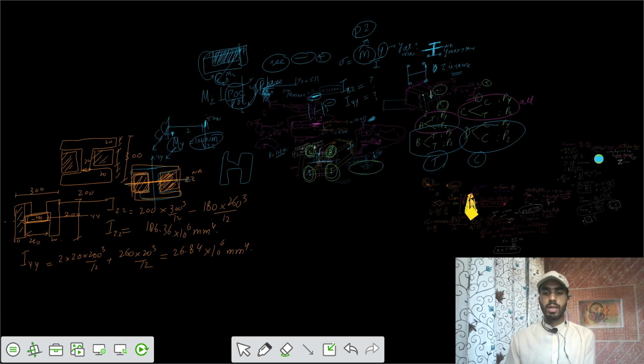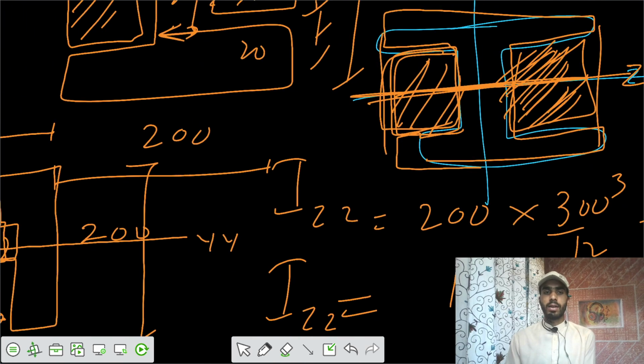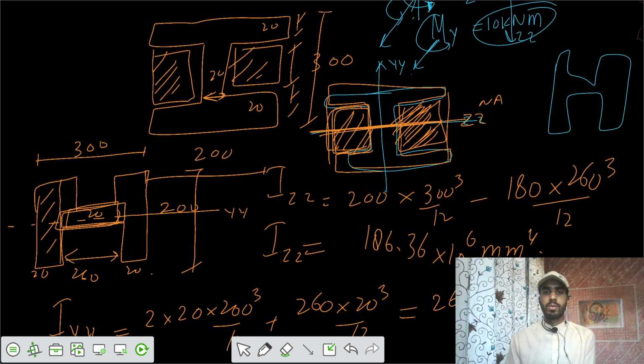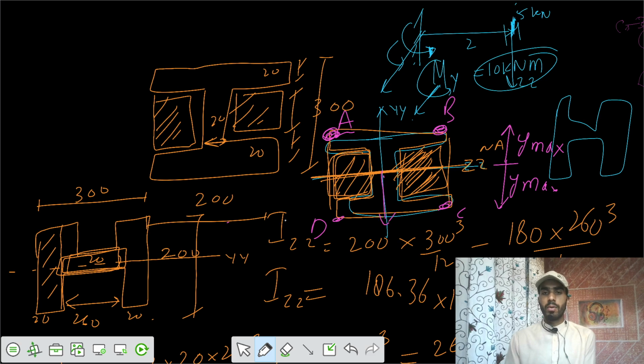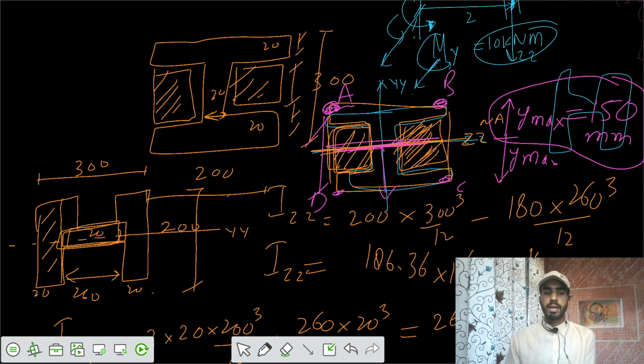So we need Ymax also. Let's calculate the Ymax. From these diagrams, we can solve Ymax. So for the Izz, what's the value of Ymax? Because the beam is symmetric, Ymax is the same whether you go from top or from bottom. And the corner points are at the same level. So this was your A and B, this was C and D. They are at the same level and at the same distance away from the neutral axis. So Ymax equals total depth 300 by 2, so 150 mm.